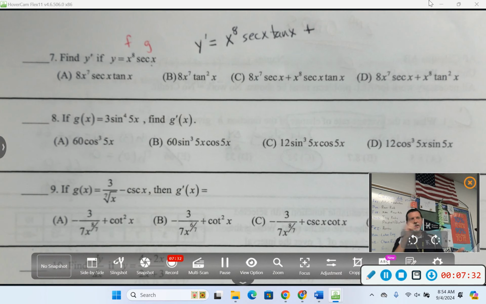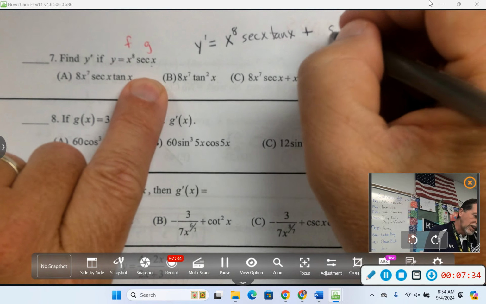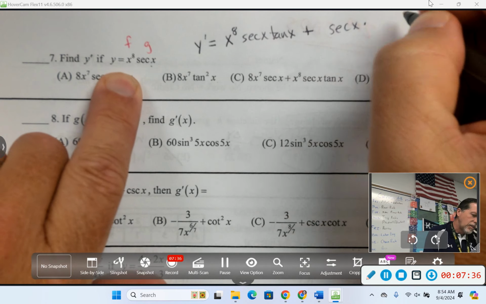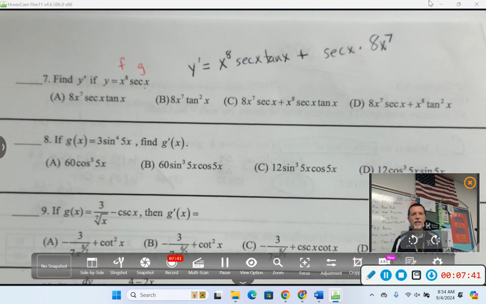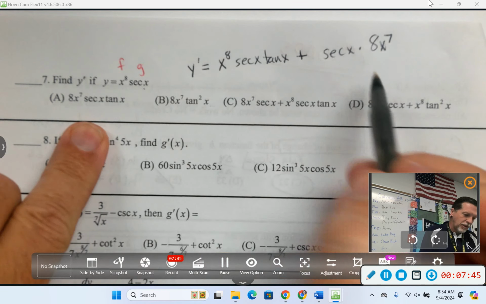Plus the other way around. So the second one is secant of x. And the derivative of x to the 8th is 8x to the 7th. Now, it's not guaranteed that my answer is in that order, but hopefully I can find an answer with all those pieces.